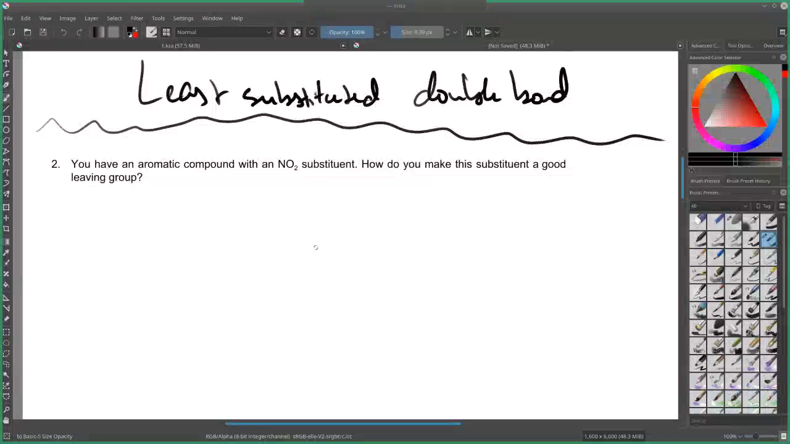Yeah, so you have some aromatic with an NO2 hanging off the end, and now you want to get rid of it and replace it with something else. So this is a fairly fast one. How would you change this NO2 into something that you can get rid of really easily?